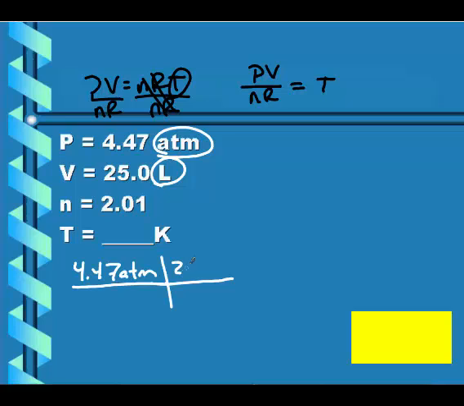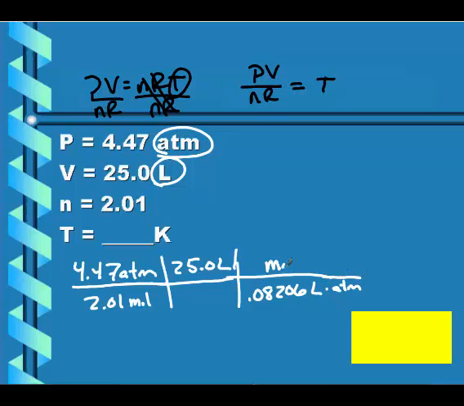Then volume goes on top. Temperature is what we're solving for. N is on the bottom. And R is on the bottom. But R has two sets of units, so we need a separate box for it. So again, that's liters times atmospheres goes with R, and mole Kelvin opposite of it. So to cancel my units, my ATM cancel, my liters cancel, my moles cancel, leaving me with Kelvin, which is what I want my answer in. And I need 3 sig figs, so 678 Kelvin.